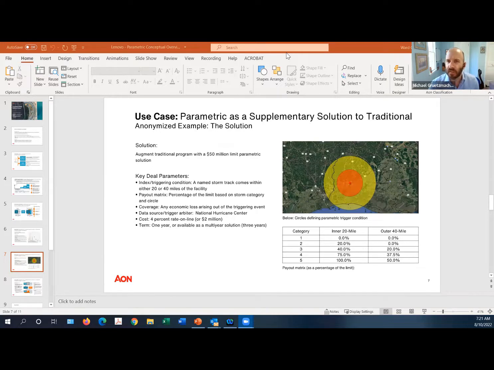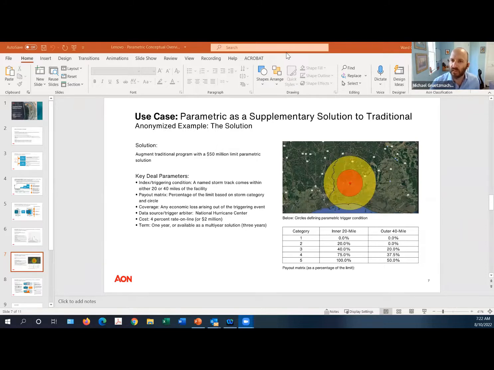So this is a 50 million limit, or 37.5 million. The unique thing about parametric solutions is that you can backtest them. So you can perfectly say, all right, if Hurricane Laura happened today and I have this policy in place today, what would my payout be? And we can answer that question. It's exactly 37.5 million.